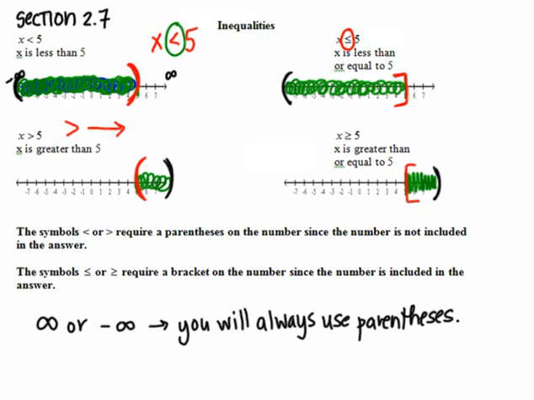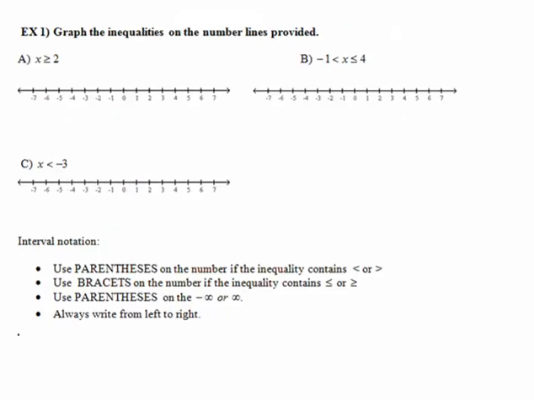Let's try some more of these. I ask you to graph these inequalities on the number lines provided. My first problem says x is greater than or equal to 2. So what I'm going to do first is go to my number line and find the number 2. And I'm going to shade in the direction that the arrow points. So that would be shading towards the right.